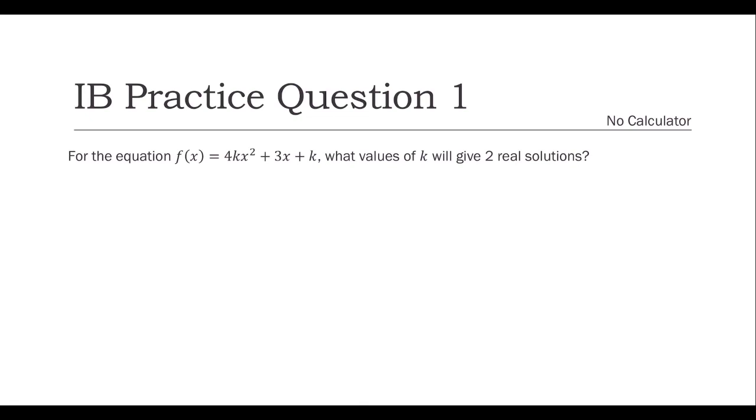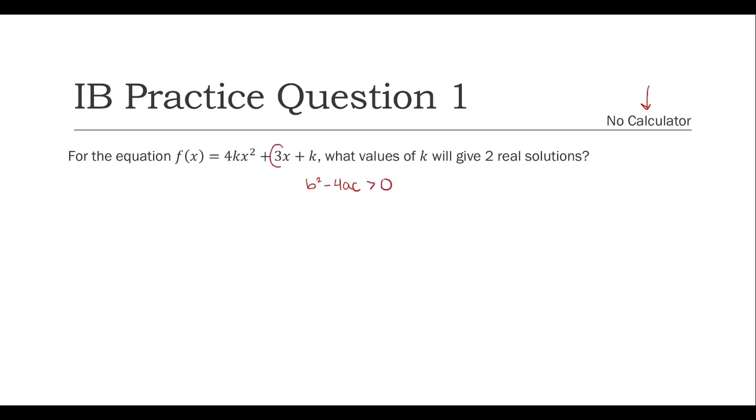So here we have our first IB practice question, which is no calculator. It says, for the equation f of x equals 4kx squared plus 3x plus k, what values of k will give two real solutions? So we can figure out when we'll have two solutions by solving for our discriminant.